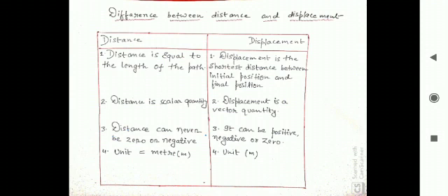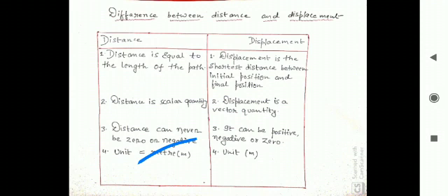Now the third point for displacement: the displacement can be positive, it can be negative or it can be 0. So it has all three possibilities. Now the fourth point is the unit. Both are measurements of length, so in case of distance the unit is meter and in case of displacement it is again the meter. So this is the difference between distance and displacement. We have these 4 points and all of them are very important from the exam point of view.